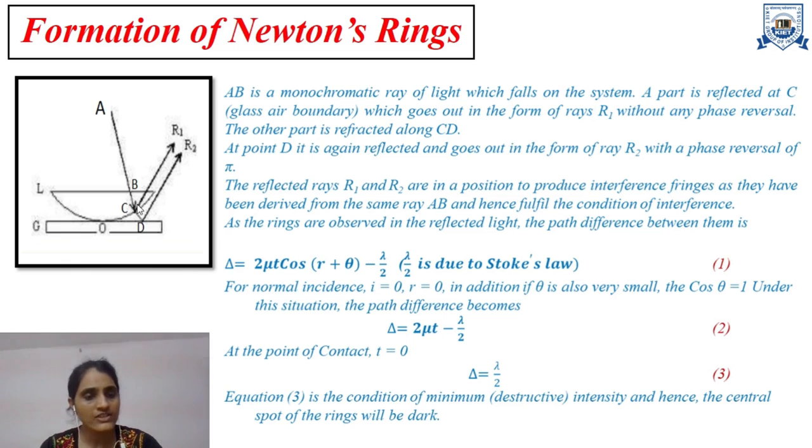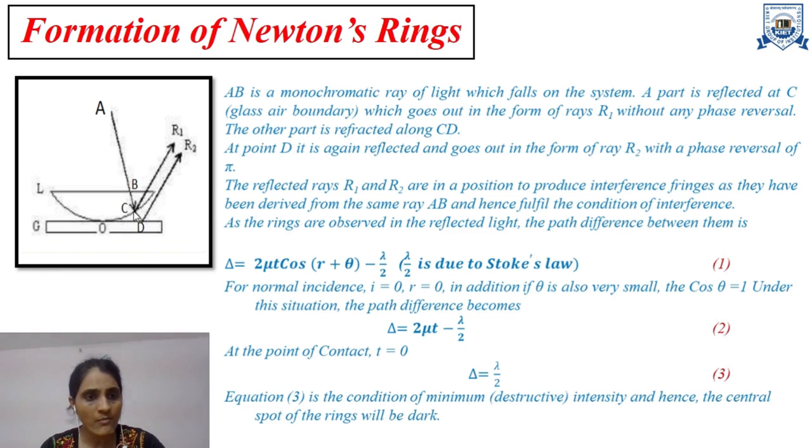The phase reversal occurs at the point D rather than at the point C, because if we see the plano-convex lens, this acts as a denser medium. This is an air film which acts as a rarer medium. Again, we have a glass plate which acts as a denser medium.